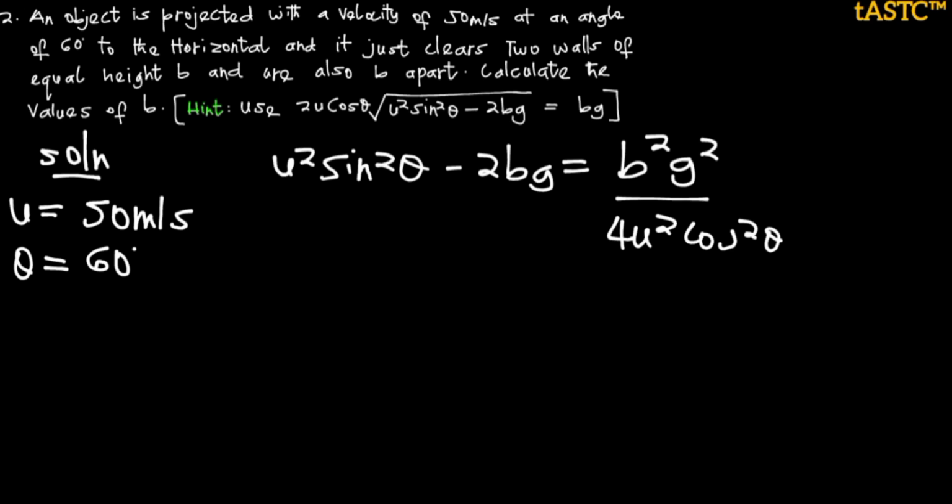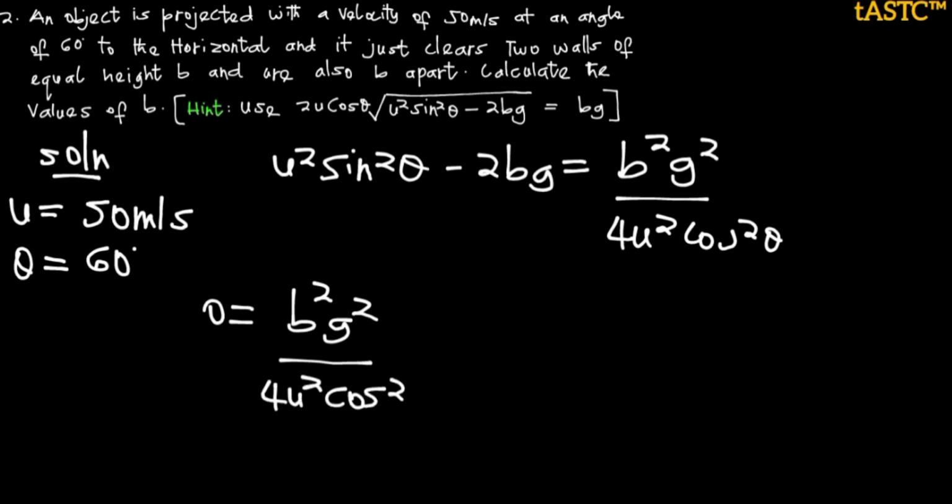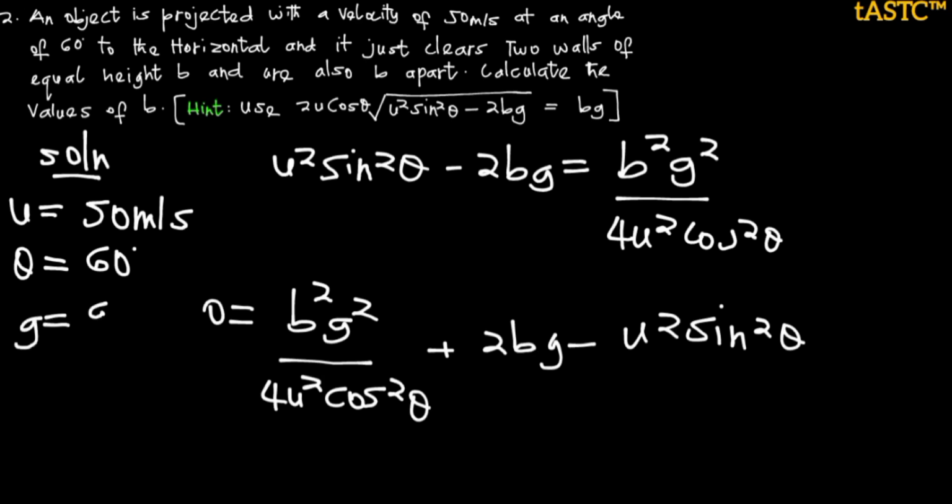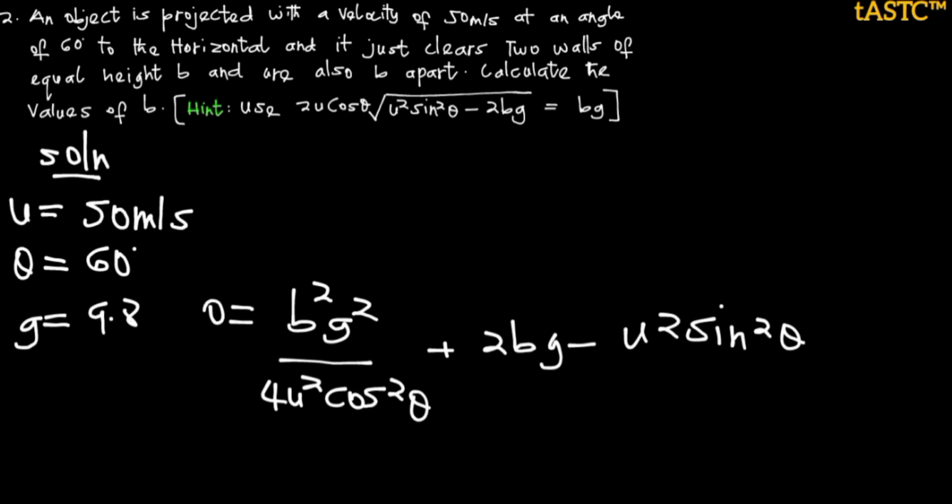I'm just going to take everything to the right hand side typically. So this is going to be equal to b squared g squared, divided by 4 u squared cosine squared theta, plus 2bg, minus u squared sine squared theta. So we need to find what b is. Now we know that g is equal to 9.8 and u is 50. So we just need to plug in those values there and see what that is going to give.